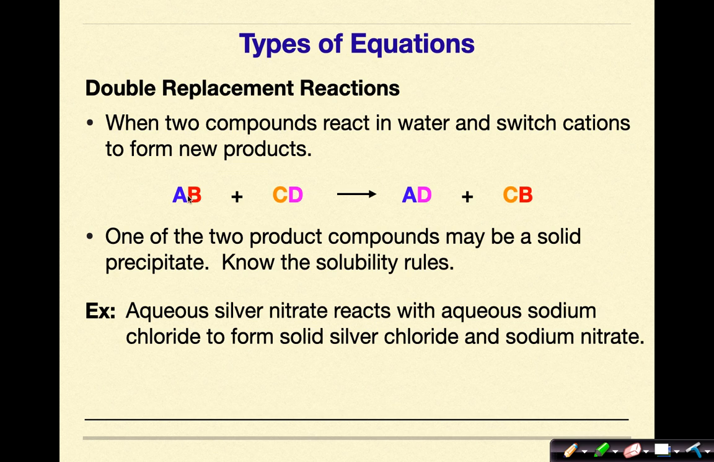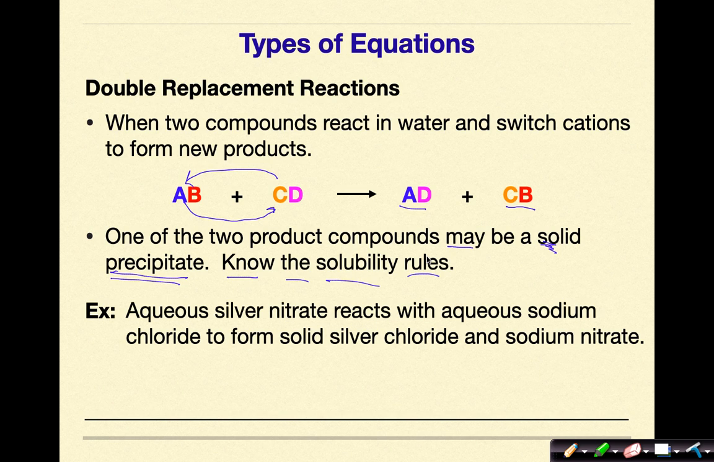Cations are generally written first in chemical formulas. Therefore, A and C will switch places, forming the compound AD and the compound CB. One of the two product compounds may be a solid precipitate. That's a key vocabulary word. Know the solubility rules. It's very important to be able to predict which product compound in a double replacement reaction is, in fact, a solid precipitate. You have to know your solubility rules in order to do that, as well as be able to properly write chemical formulas and therefore chemical equations.